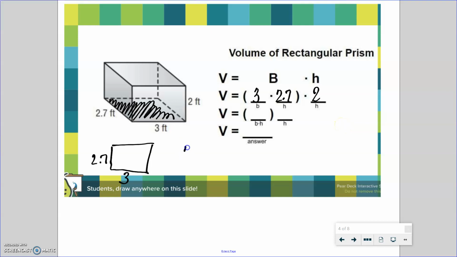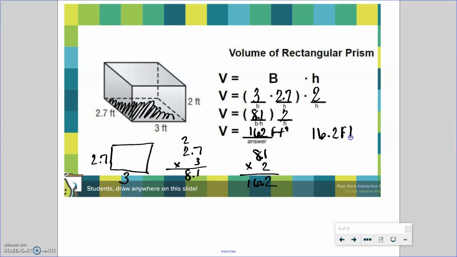So first I'm going to do 2.7 times 3, 21. So really it's 8.1 times 2, which gives us 16.2. So you can see the importance of remembering your decimal. So our answer is 16.2 feet cubed. Okay, because you have one number behind the decimal that is 8.1 and not 81. So then you're multiplying 8.1 by 2. That gives you the correct volume.